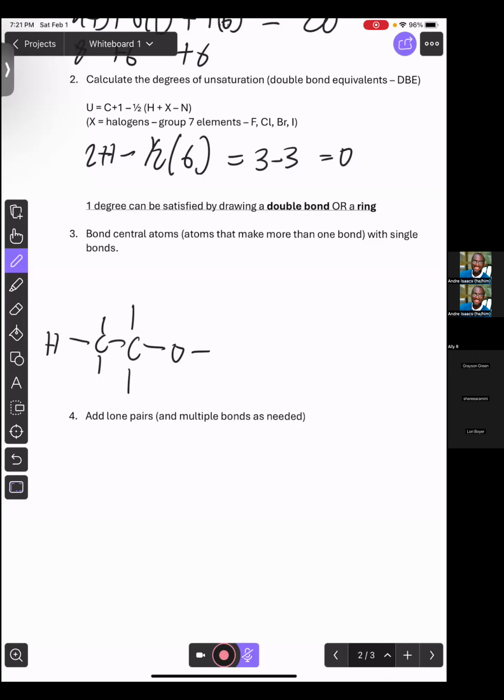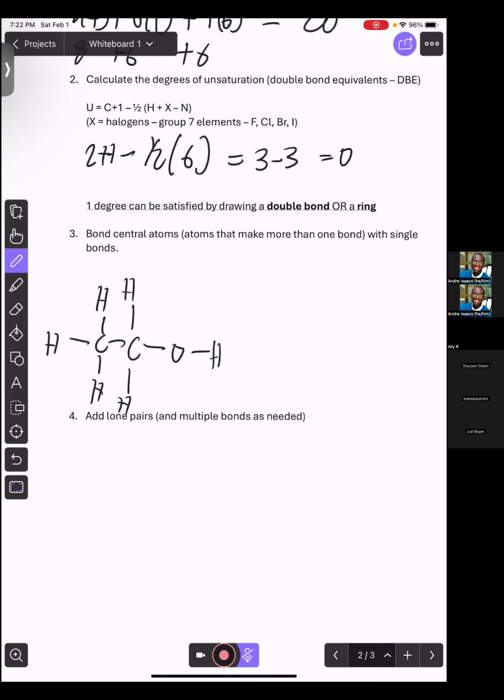A hydrogen can go there. Hydrogen makes 1 bond. And just like that, we were able to draw a molecule that respects that formula. So the last thing we want to do now is put in the lone pairs and multiple bonds as we discussed, if necessary.